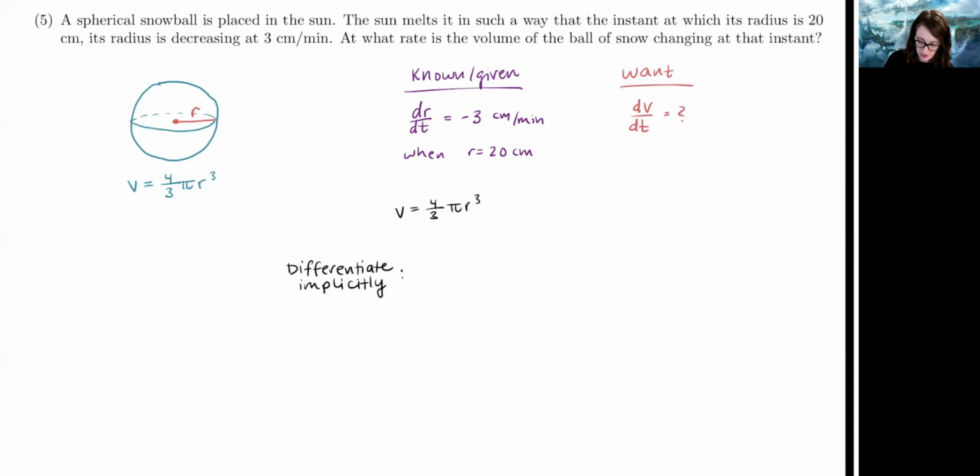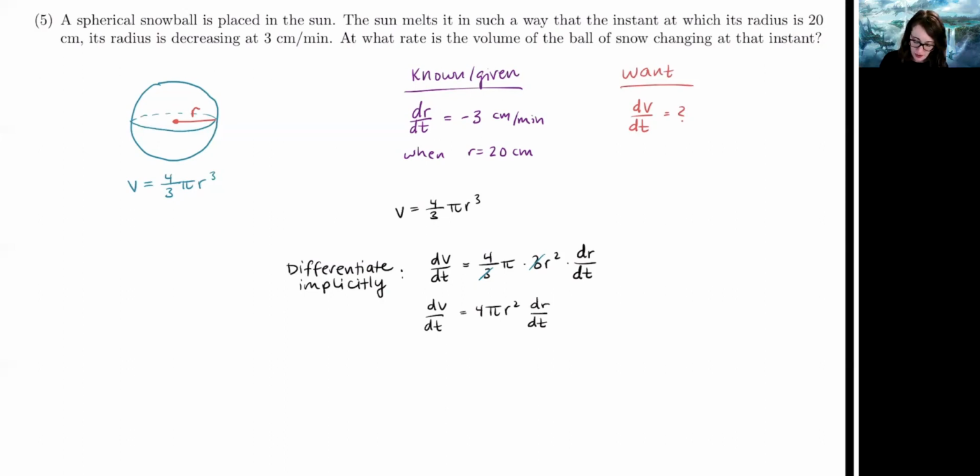So the derivative of V will be dV/dt. The 4/3 pi is just a big fancy constant, so it will be multiplied by the derivative of r cubed, which will be 3r squared. But we differentiated a variable here. We differentiated r, so that needs times dr/dt. Then we can simplify this. The 3 divided by 3 cancels out, so we just get 4 pi r squared times dr/dt.